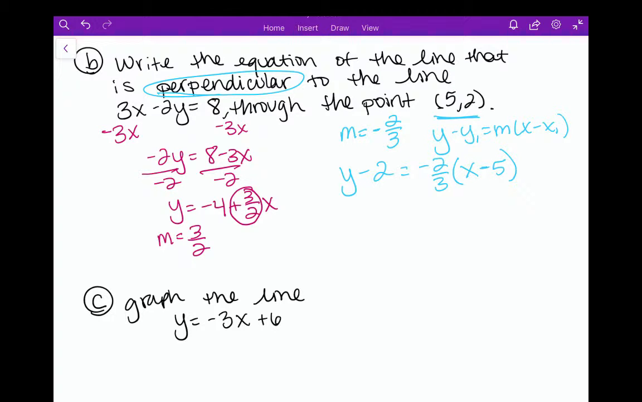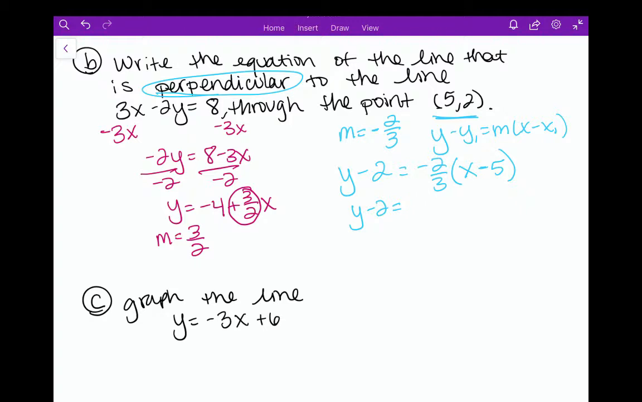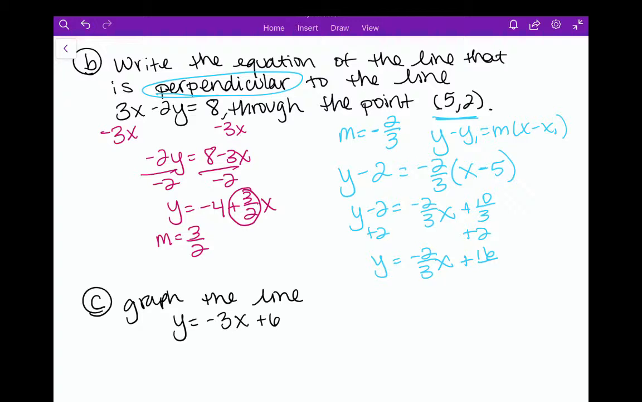So if I did not specify what form I needed the equation in, that would be an acceptable answer. But just for practice, let's go ahead and simplify this to get y by itself. So I'm going to distribute first. Negative 2/3 x, negative 2/3 times negative 5 is positive 10 over 3. Then we add 2 to both sides. So y equals negative 2/3 x plus 10/3 plus 2. Well, 2 is the same as 6 over 3. So this would be plus 16/3. If you don't believe me, do it for yourself.